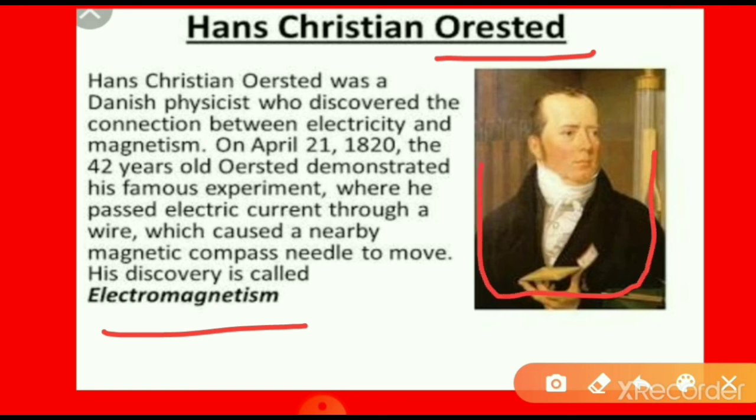So who discovered the magnetic effect of electric current? Hans Christian Ørsted. So this is the first notice. The scientist is Hans Christian Ørsted. So say again, students, who is the scientist? Hans Christian Ørsted. He found out the magnetic effect of electric current.